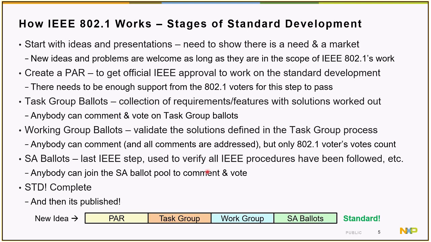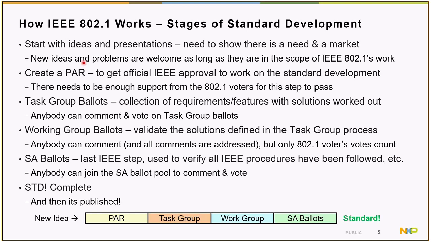So how does 802.1 work in developing a project? First, you start with ideas. You get a new idea, and presentations are made showing there's a need and a market, and you develop consensus within the group that this is a good thing to work on.